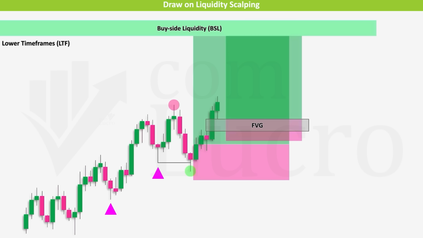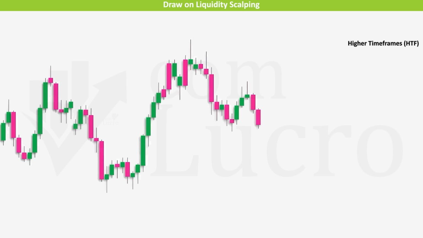If no clear fair value gaps are visible on the 5-minute chart, dropping down to the 1-minute chart can provide additional precision. Now, let us begin with a brief recap of the bearish setup.